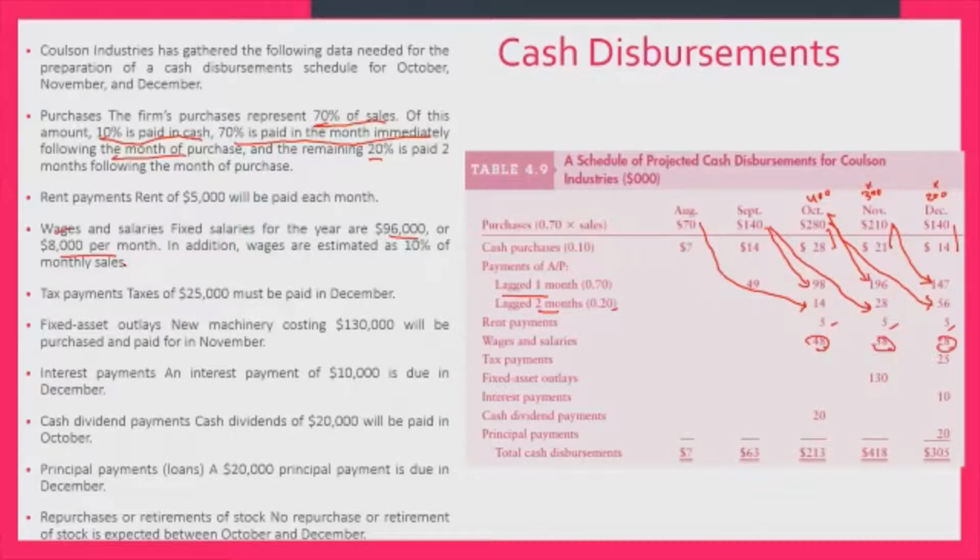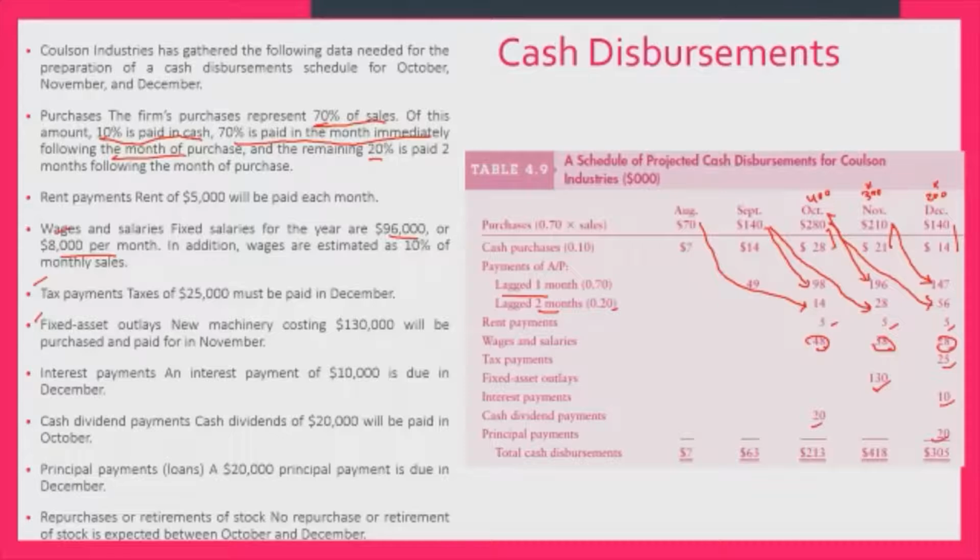Tax payments. Taxes are 25,000 will be paid in December. We account for it in December. Fixed assets outlay, new machinery costing 130,000 will be purchased and paid for in November. Right. Interest payments of 10,000 is due in December. Cash dividend payments, cash dividend of 20,000 will be paid in October. Principal payments on loan, 20,000 will be due in December.